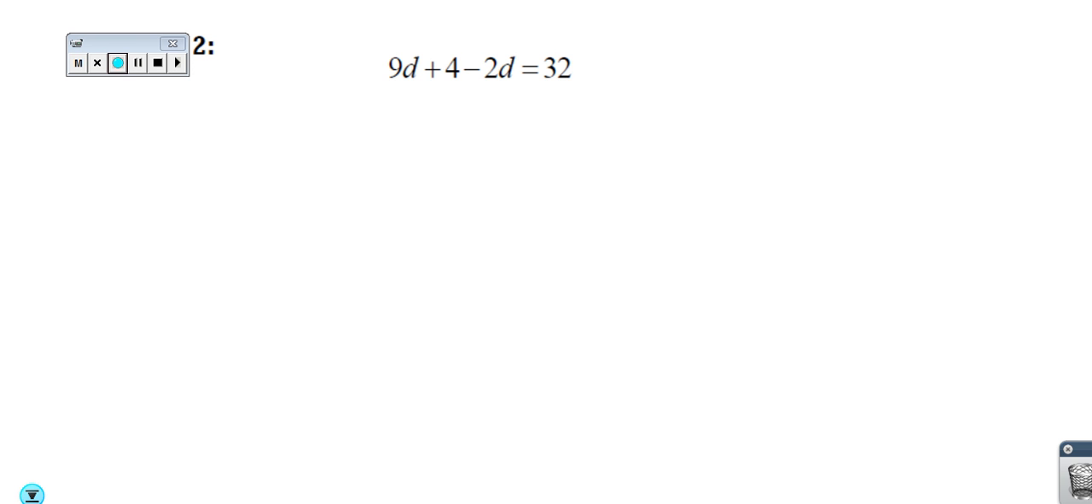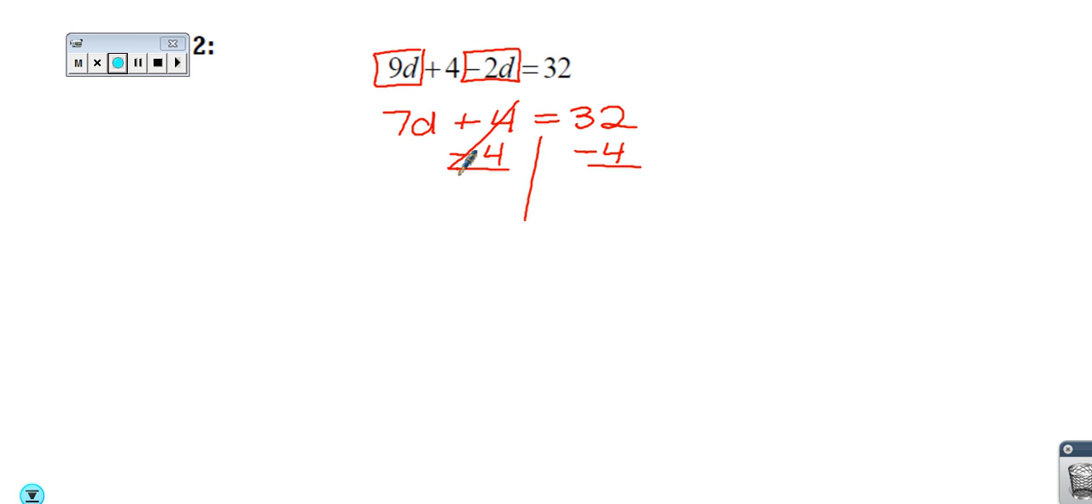Second one, again, I don't see any distributive properties, so I am going to combine like terms. My like terms are 9d and negative 2d. When I combine these, we get 7d, bring down the plus 4, equals 32. Again, I want to get rid of the addition, so I want to subtract 4 from both sides of my equal sign. The subtraction will cancel with the addition. We are left with 7d is equal to 28. Again, I see multiplication, so I'm going to divide, and we will end up with d is equal to 4.